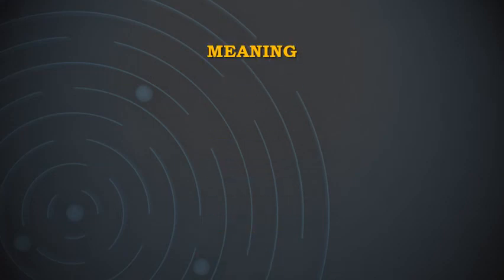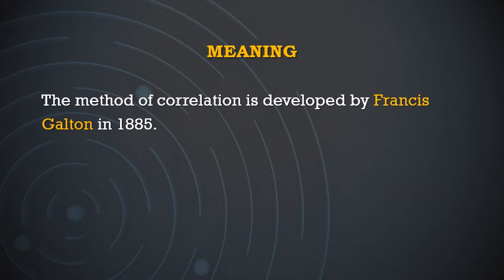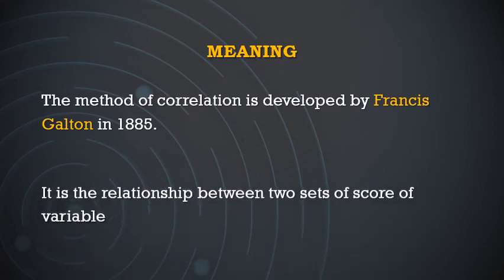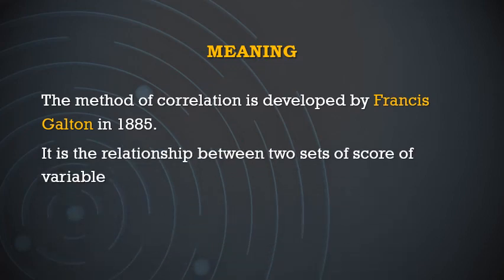First we will see the meaning of the coefficient of correlation. The method of correlation was developed by Francis Galton in 1885, and it is the relationship between two sets of scores of variables. Many times in statistics or research we are seeing two variables, and how one will affect the other. A simple example: because of practice teaching or video teaching, the knowledge of the nurses or students will increase. So you have to see the dependent and independent variables, and how they affect each other. That we will see in this.